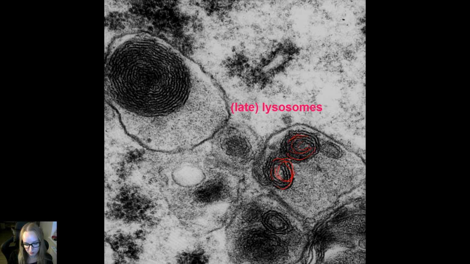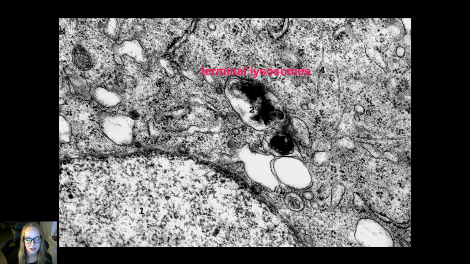And what it really means is that the digestion has come to an end. These are the late lysosomes, so this is the ending of digestion. But you can still find enzymes in these late lysosomes. And these are the terminal lysosomes.